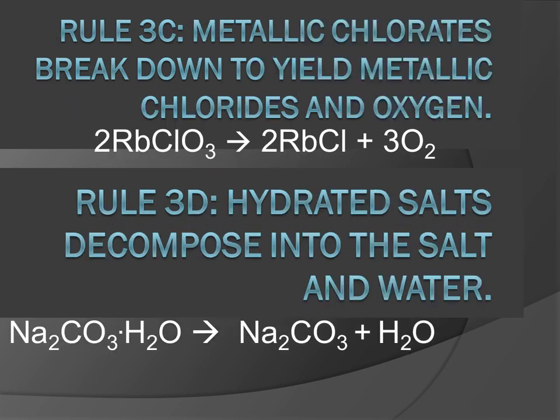So another rule, metallic chlorates. If you know your polyatomic ions, that's good, ClO3-. When a metal that's bonded to a chlorate breaks down through decomposition, usually when heated, it'll give up the metal chloride and it will give up oxygen gas. So like in this one up here, we would predict the RbCl and the O2, and you would have to go back and balance with the 2s and the 3s to get it right.